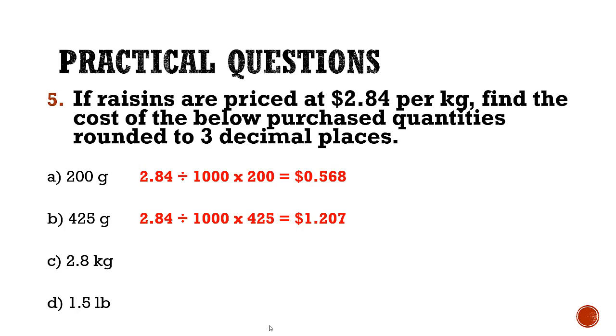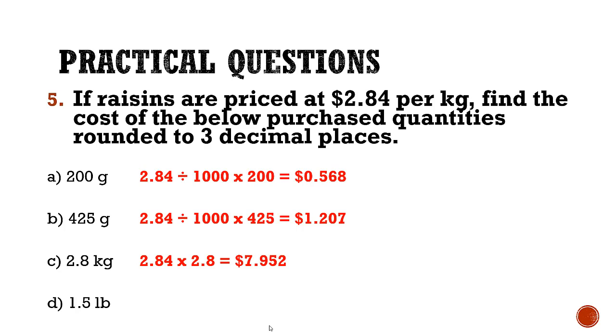Now we want to see the cost of 2.8 kilograms. Well, this is even easier because we're going to take what we paid for 1 kilogram, $2.84, and multiply it by the amount of kilograms we're looking for, which is 2.8. Multiply the two, we get a final rounded answer of $7.952 for 2.8 kilograms.